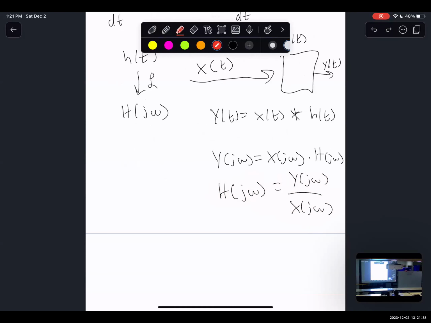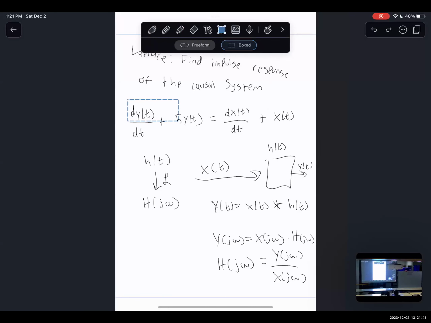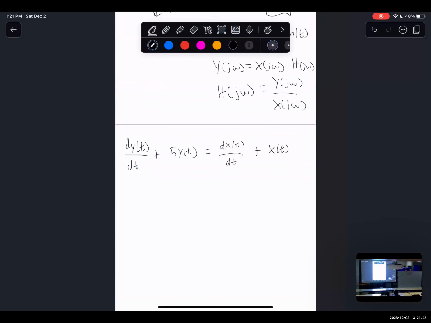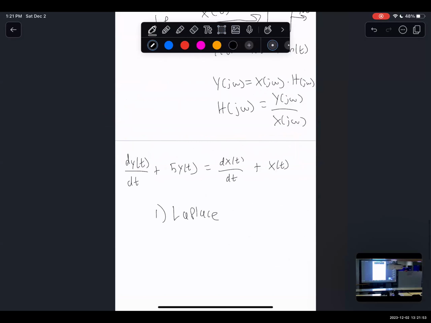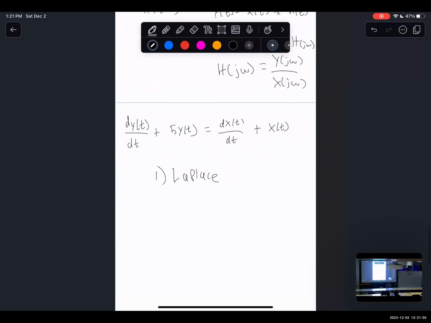Okay, so going back to the actual question, the first thing you're going to want to do is apply the Laplace transformation. Let's apply the Laplace, and you're going to get everything into the Laplace domain. Then rearrange everything so you get it into the Y of j omega over X of j omega format. Whatever you have should be on one side of the equation, and the other side will be your H of j omega, right?